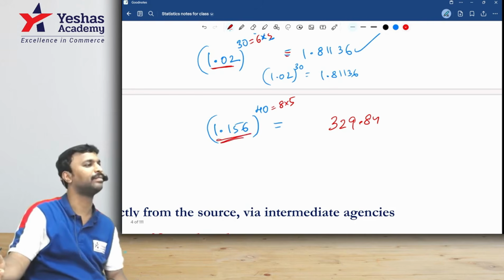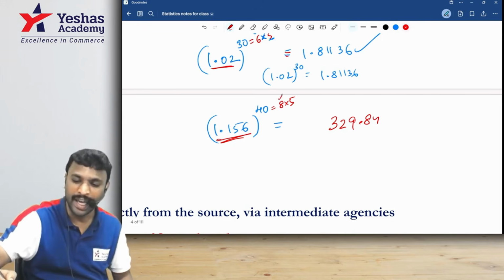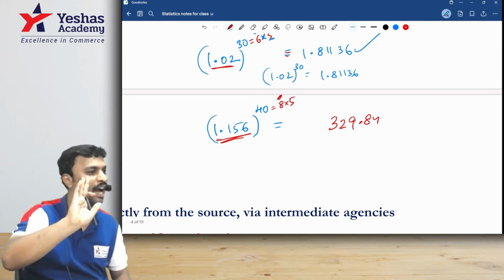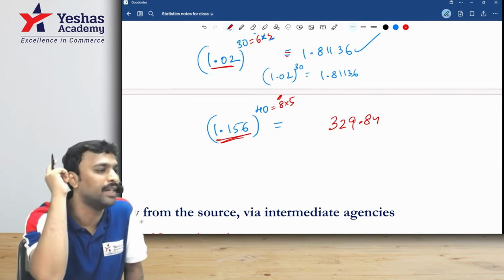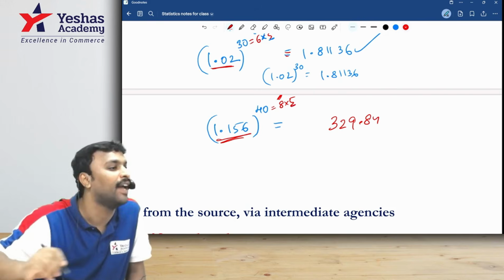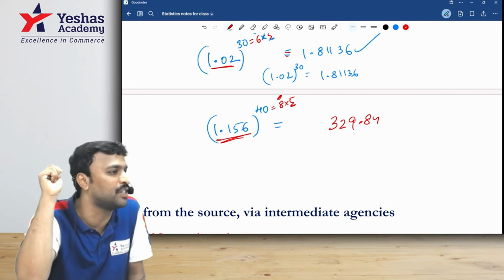First you typed 1.156. Then what did you do? Into. Equal to how many times? You need not count. Counter reference 9. Then what did you do? Into. Then 4 times equal. 1 less than 5. Understood?